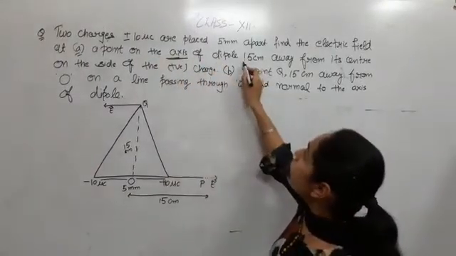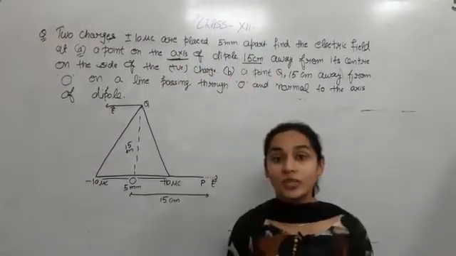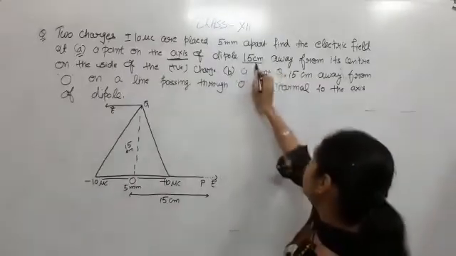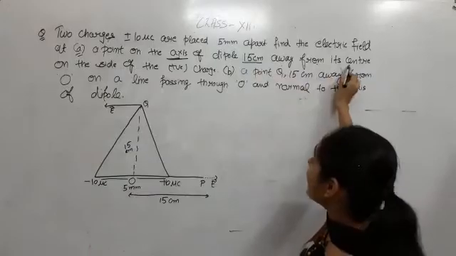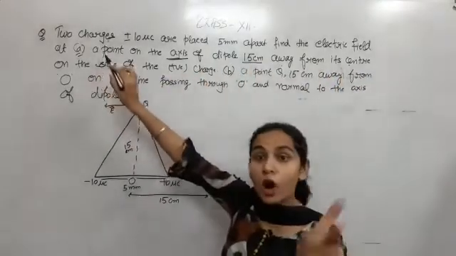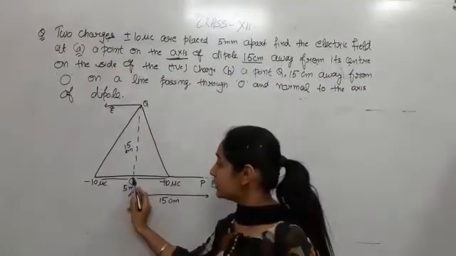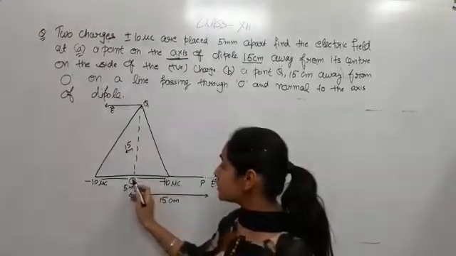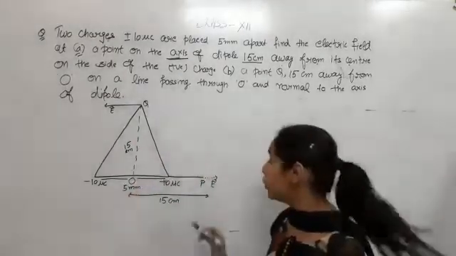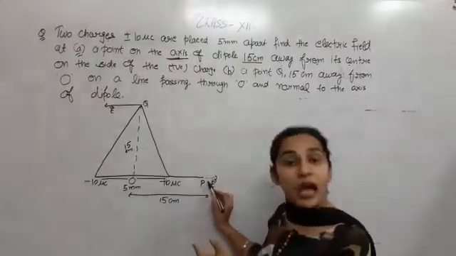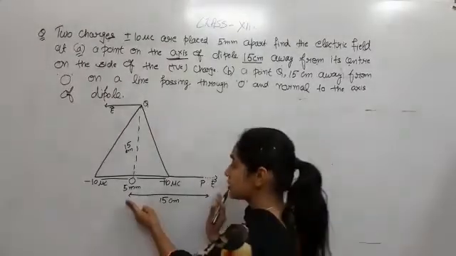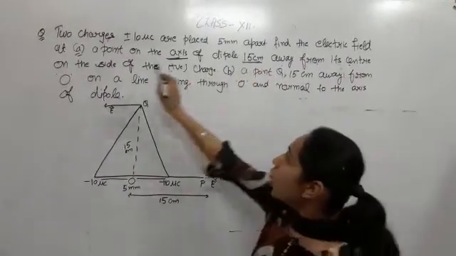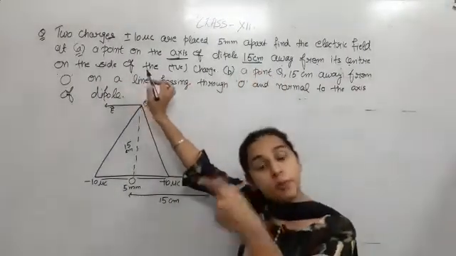Axis of dipole, 15 centimeter. Now see beta, they have given the distance 15 centimeter away from its center. From its center, what will be the center? This distance also they have clearly mentioned, that from the center of the dipole to the point where we have to find the electric field, the distance is 15 centimeter. Clear till here? On the side of the positive charge.